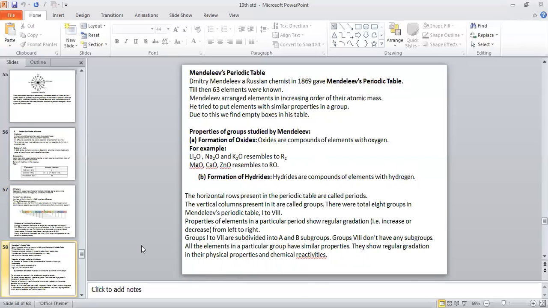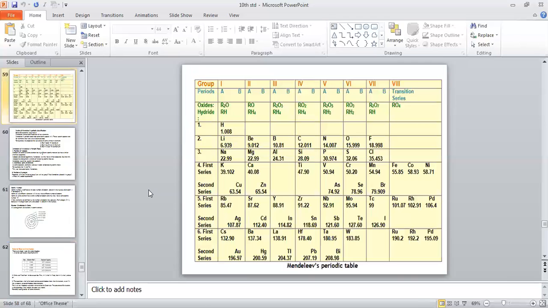So the next law for the classification of elements was given by Mendeleev, and Mendeleev classified these elements on the basis of their atomic masses. So Mendeleev arranged elements in increasing order of their atomic masses. He tried to put elements with similar properties in a group. Due to this, we find empty boxes in his periodic table. Some properties are given: formation of oxide. After this, we will study this Mendeleev periodic table.